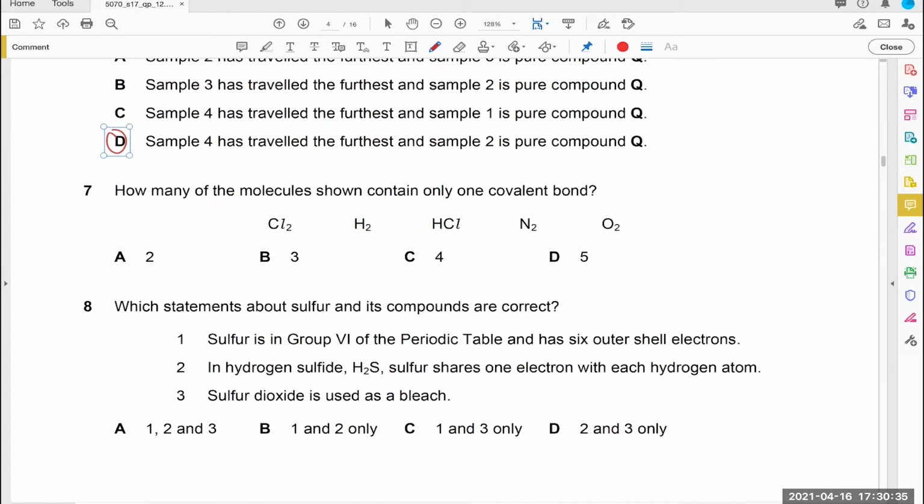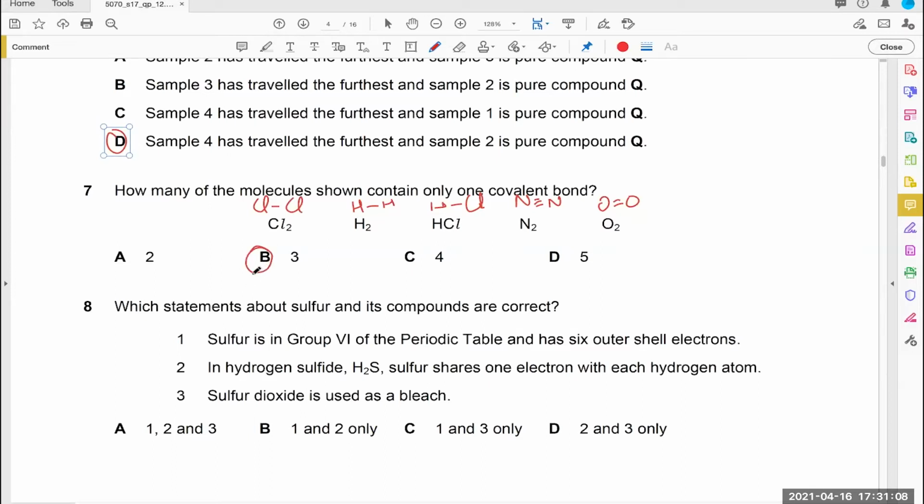All right. How many of the molecules contain only one covalent bond? This question has been repeated 3 times in the last 10 years. So the only way to solve this, the best way to solve this would be that you make a Lewis diagram for this. So this is H with Cl, and this is nitrogen with triple bond, and this is oxygen with double bond. Okay. So one covalent bond किसमें? In तीनों में. So there are 3 of them that have one single covalent bond. So it's going to be B.